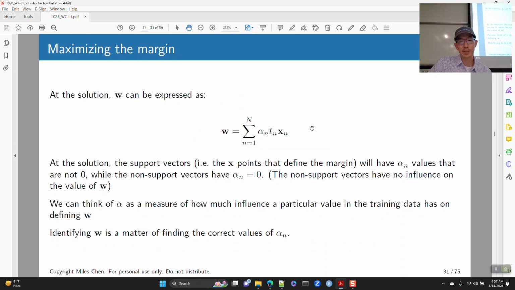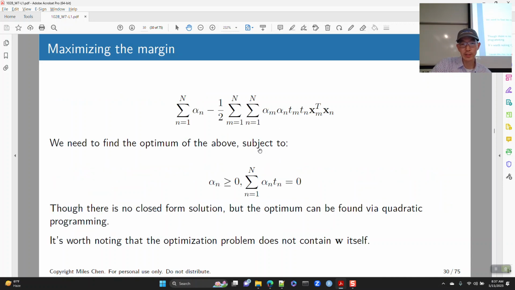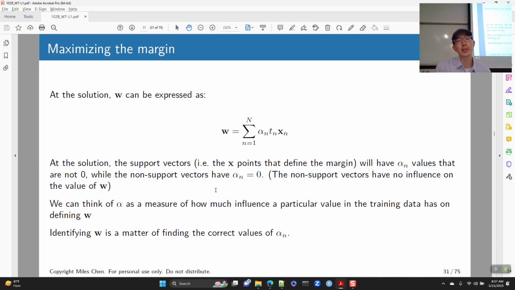All right, and so once it finds those solution values for alpha, those are the ones that define your support vector. Okay, so at the solution, the support vectors, the x points that define the margin, the ones that touch that hyperplane, will have alpha values that are not zero, while everything else ends up getting zeroed out. So the non-support vectors, the other points, will have basically no influence on this boundary W.